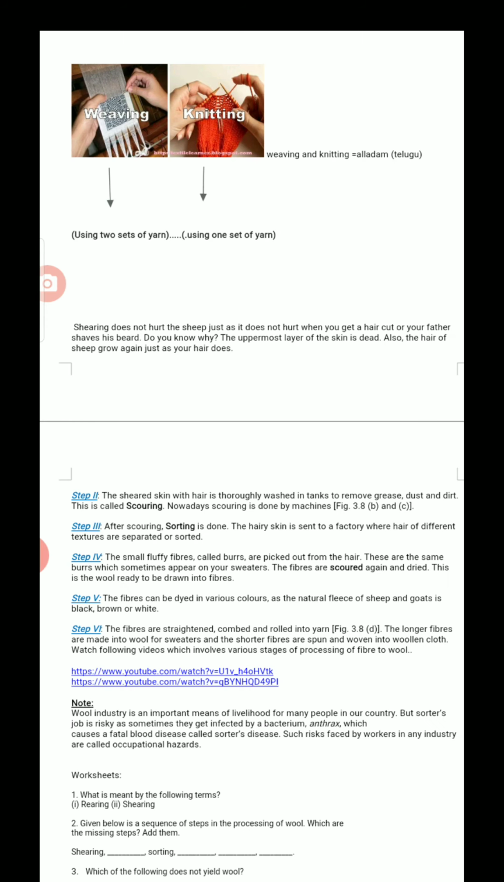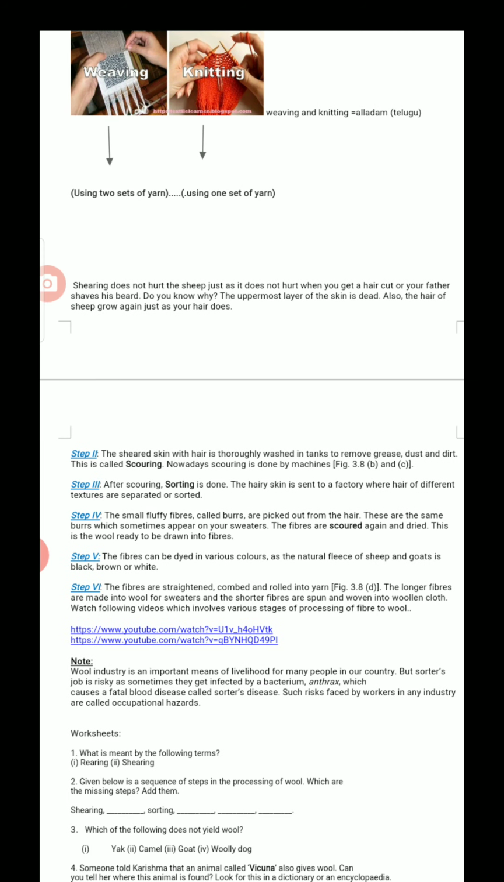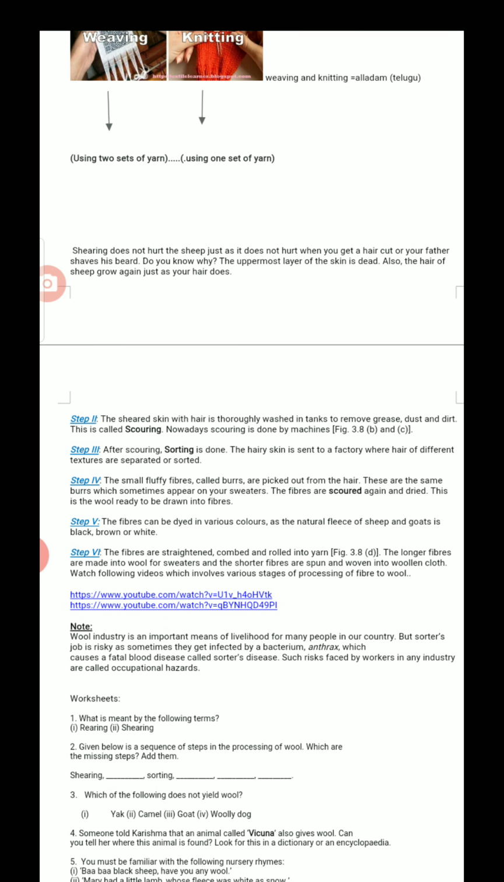Step 1 is removing the hair. Step 2 is the removed hair is washed to remove grease, dirt and dust. This process of removing or washing is said to be scouring. This scouring can be done with the help of water in a beaker, or we can use machines for cleaning that. Step 3 is said to be sorting. Sorting means separating. This hair skin is sent to factories. Based on the sizes and width of that particular hair, it is separated.